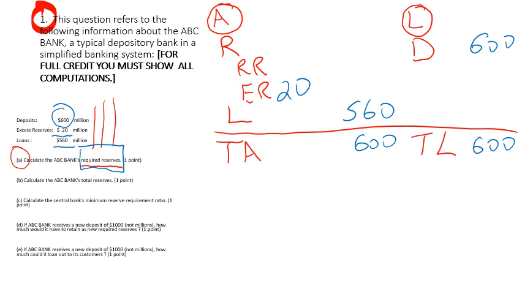All right. So again, we're after the required reserves. Well, let's see. If total assets are 600, if loans are 560, then R, which represents total reserves, must be equal to 40. And if total reserves are 40 and excess reserves are 20, then required reserves must be 20. Okay, so what's the answer? Required reserves are 20.